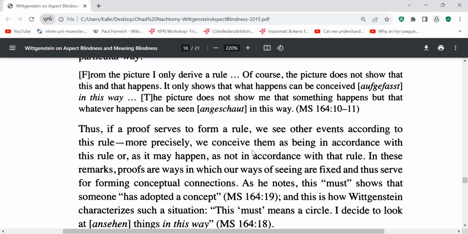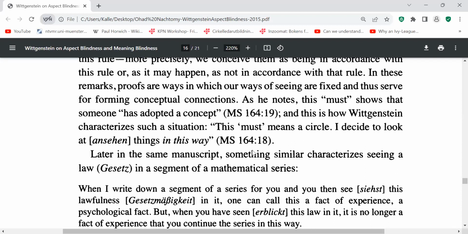Thus, if a proof serves to form a rule, we see other events according to this rule. More precisely, we conceive them as being in accordance with this rule. Or as it may happen, as not in accordance with that rule. In these remarks, proofs are ways in which our ways of seeing are fixed.